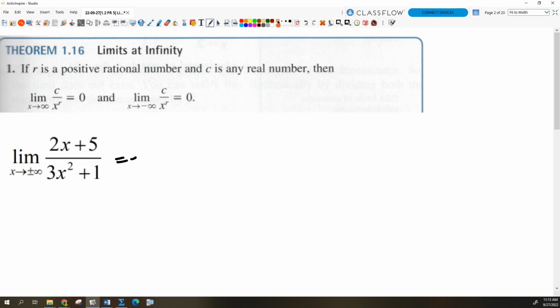If I take an x out of the top, what's left behind? 2 plus, if I factor something out, I'm dividing it away from both terms, right? Factoring it out means to undistribute it, to unmultiply it, which is to divide it. 5 over x. Everybody get that?